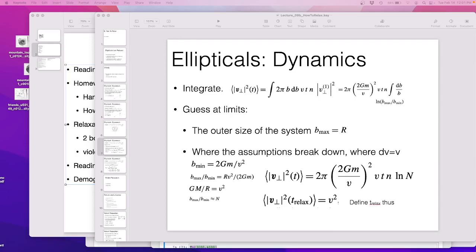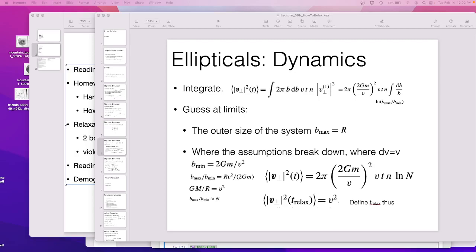So b max over b min is going to be the size of the box times what we just found, R v squared over 2GM. From the virial theorem, we're going to invoke the virial theorem, which is maybe a terrible assumption because we're trying to decide if the thing is relaxed in the first place. So invoking the virial theorem before we've actually gotten to a relaxed object is kind of BS. But as I said before, we're waving our hands, so it's okay for now.